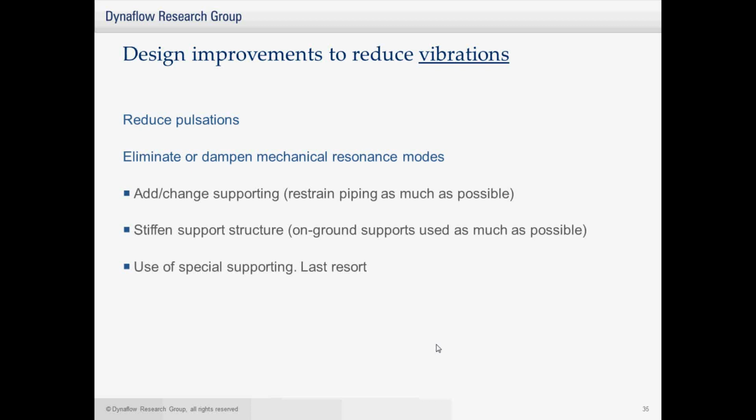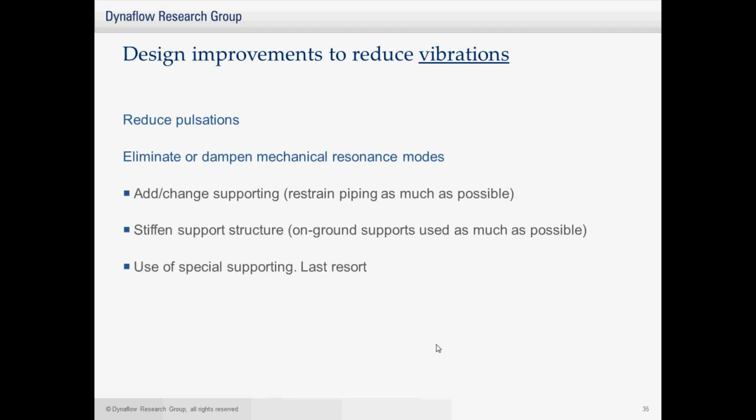So you always want to restrain your piping as much as possible so it cannot vibrate. Another is to stiffen your support structure. In the example, if you use a very long T-post, that's not a really good support. So you definitely want to stiffen the supports as much as possible. And one of the rules is that in these types of systems you always want to use as many on-ground supports as possible, because then you can really realize a very stiff support, and you know that if you put in an axial stop, it will actually prevent your whole piping system from moving axially, even at different frequencies and different shaking forces.